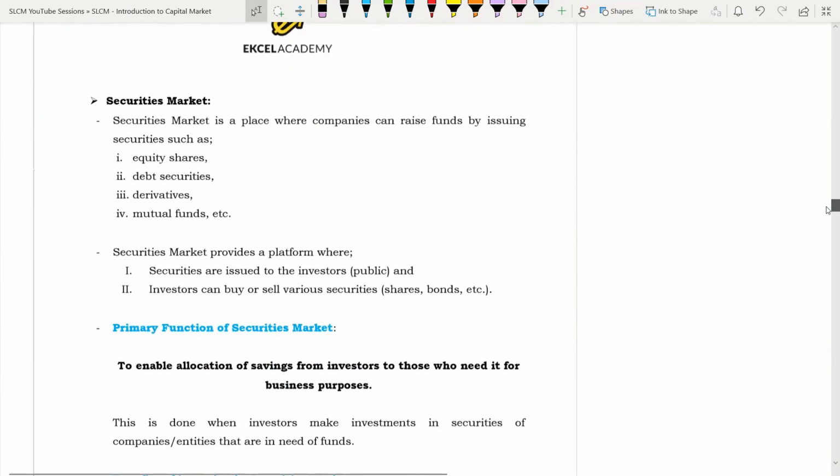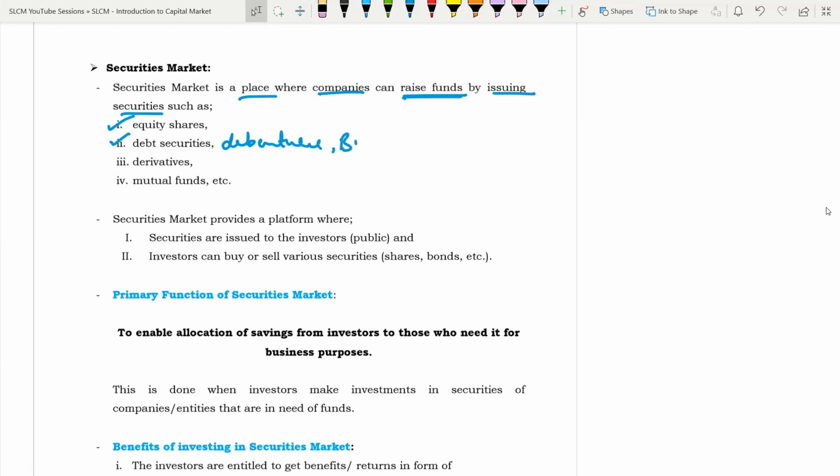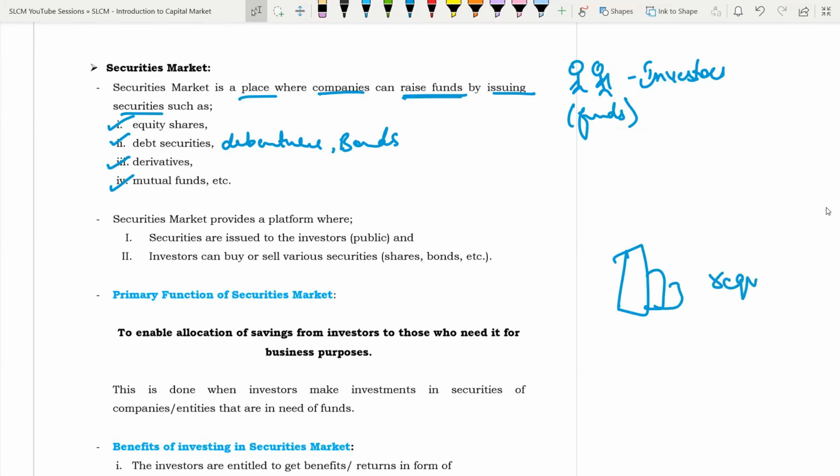Now going to the securities market. The securities market is a place where the companies can raise funds by issuing securities like equity shares, debt securities like debentures, like bonds, derivatives, mutual funds, etc. So how do they function? There are investors. They have funds. And there are huge business houses which require funds, require capital. And why is this capital required?